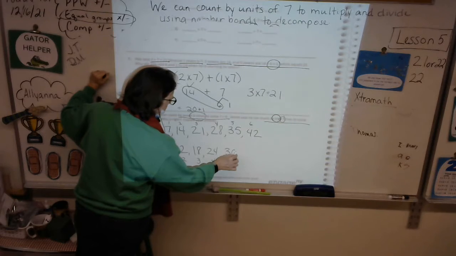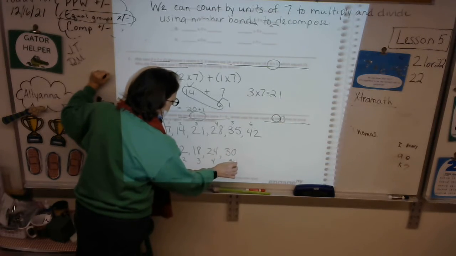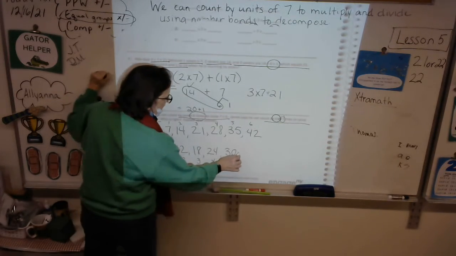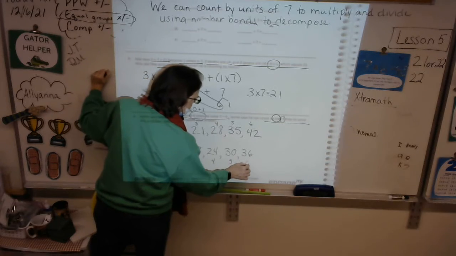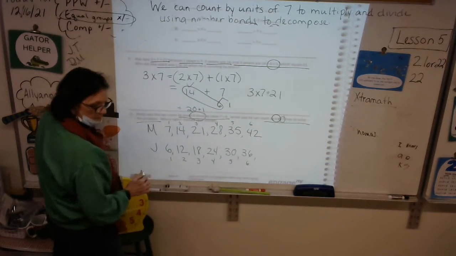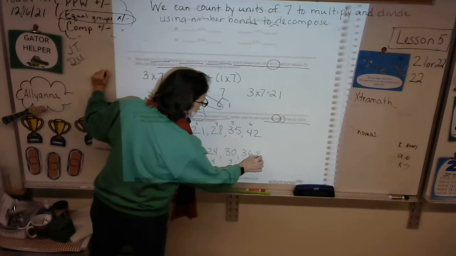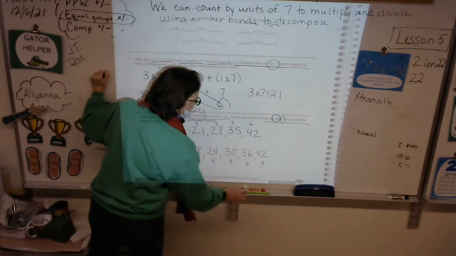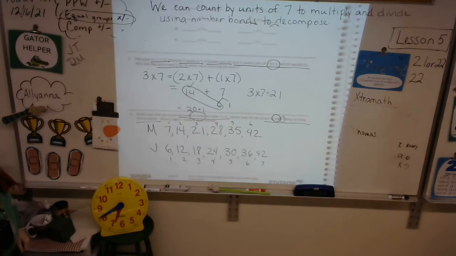30. Oh, you guys are getting good at this. That's our 5th 6. Nice. That's our 6th 6. 42. That is our 7th 6. Who is right?